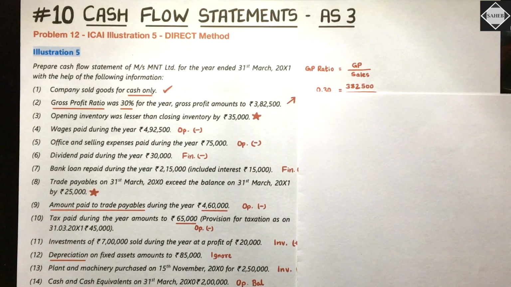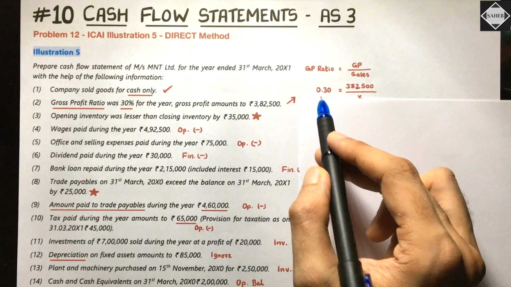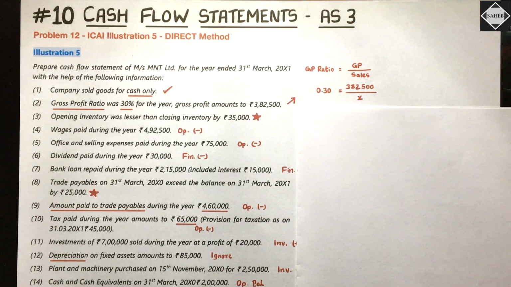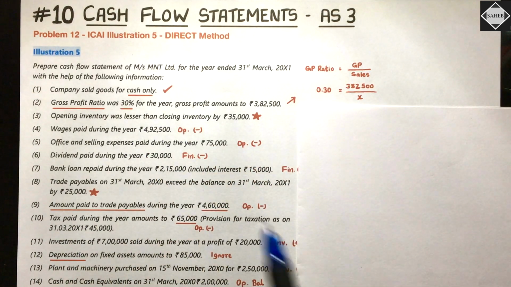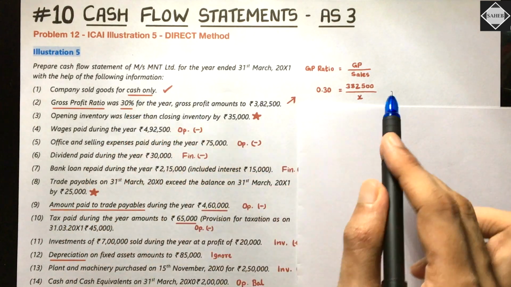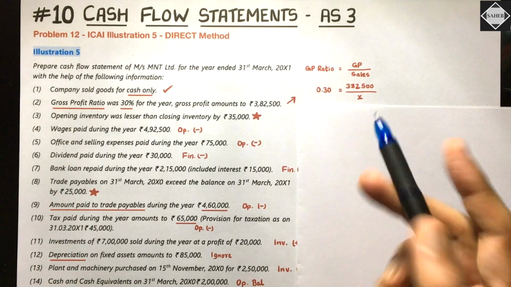And then GP ratio is 30%, directly we will take the decimal 0.30 divide by X. Yeah, we don't know the sales. It's not given in the question. You have to find that out. And remember, the question has told you it's completely cash sales. So that would be completely cash sale, directly you can take.